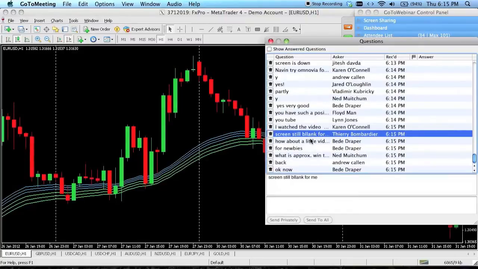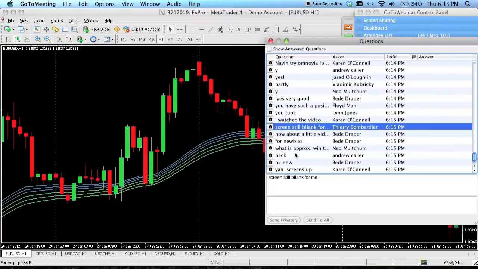Screen is still blank for you, Theory. Everybody else is okay? Back, screen's up. Okay, Theory, just see if it comes up, otherwise try relogging in.